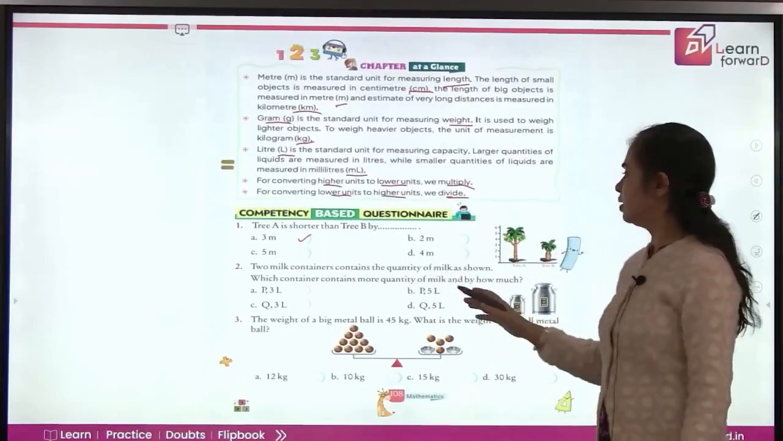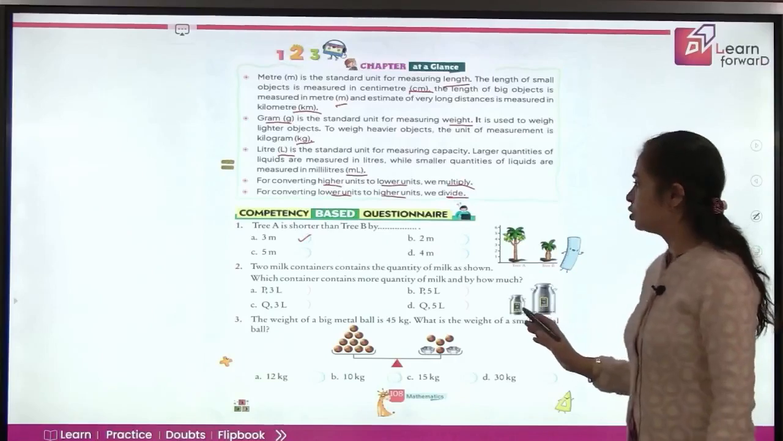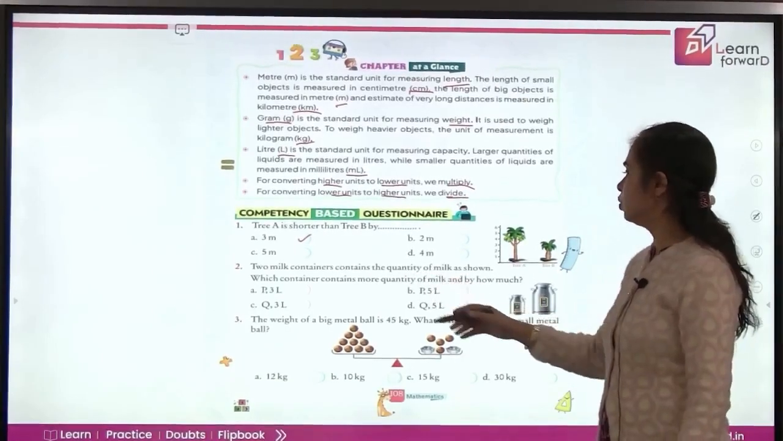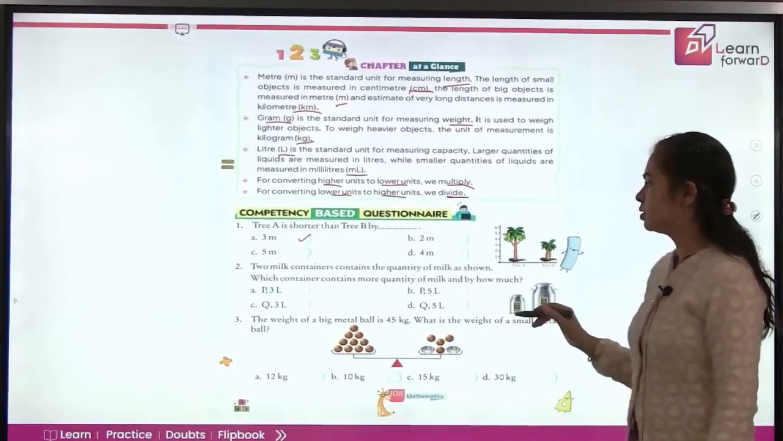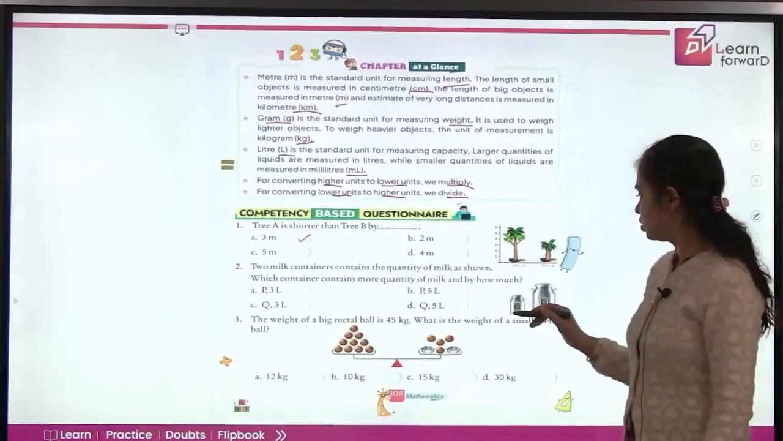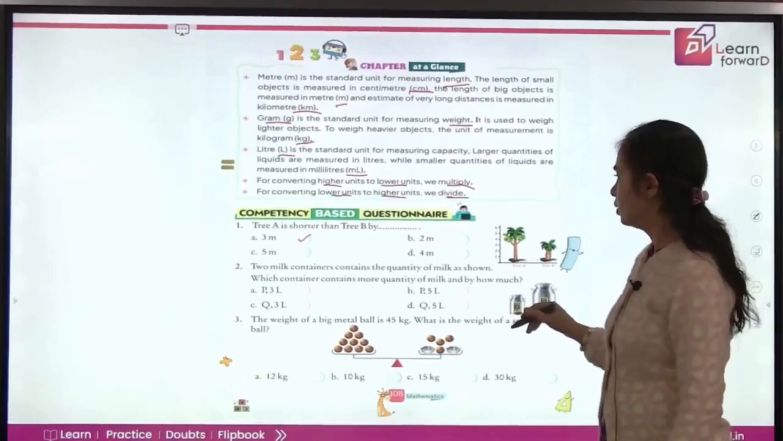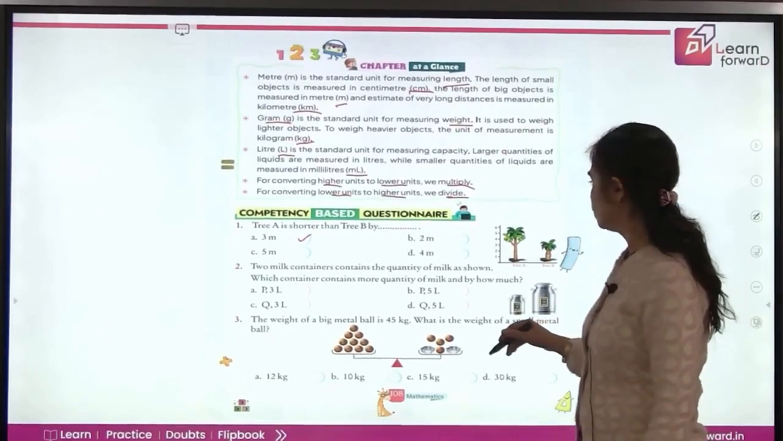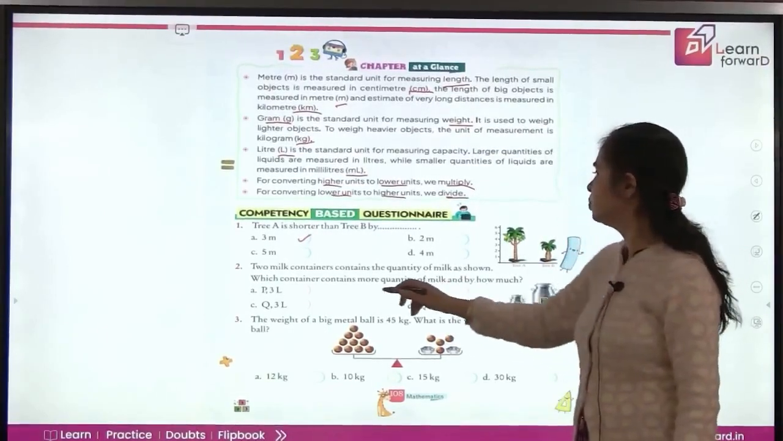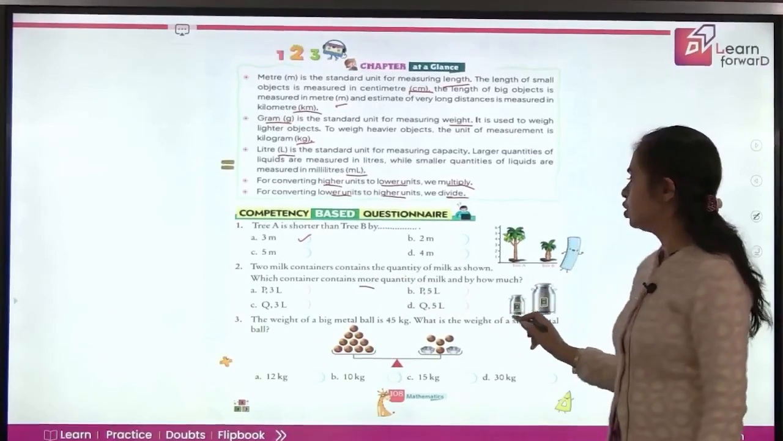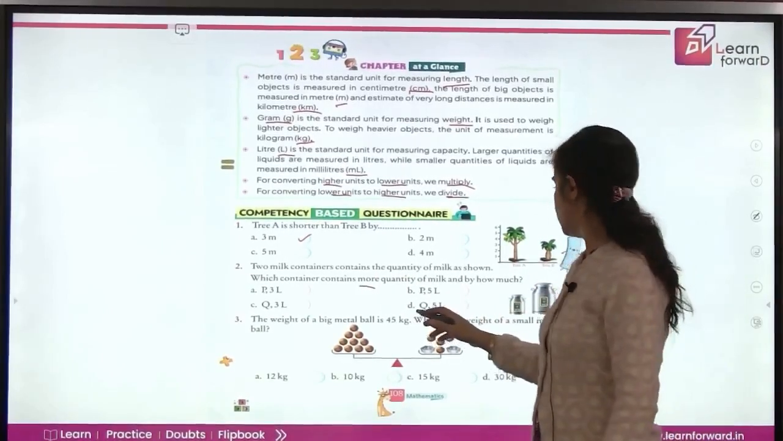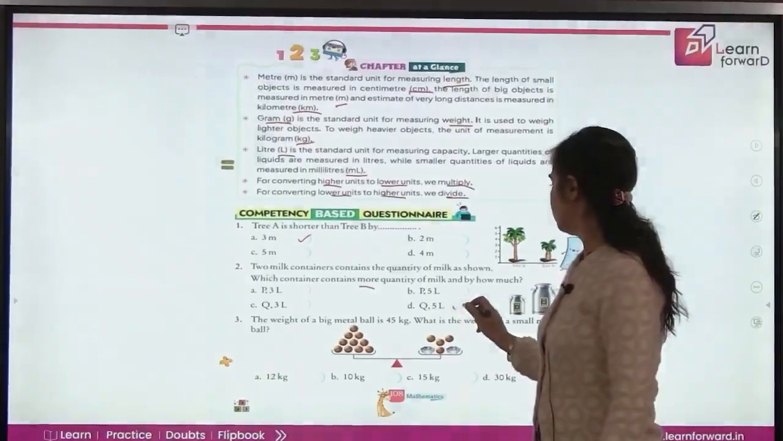Two milk containers contain the quantity of milk as shown here. Which container contains more quantity of milk? So, this is P and Q. This shows the difference is just 5. So, which contains more quantity? Q contains more quantity and it contains 5 liters more.